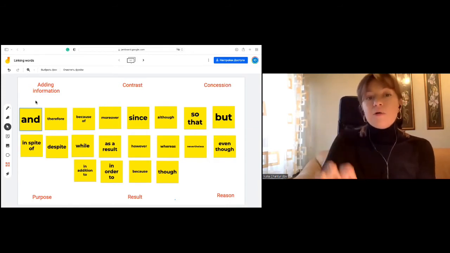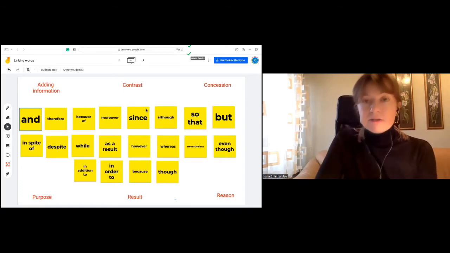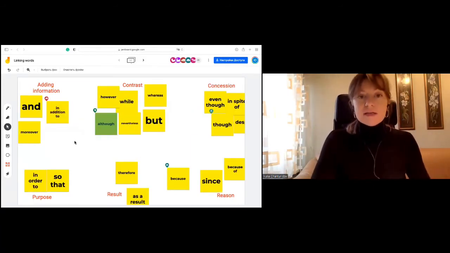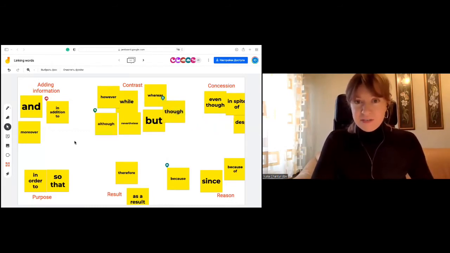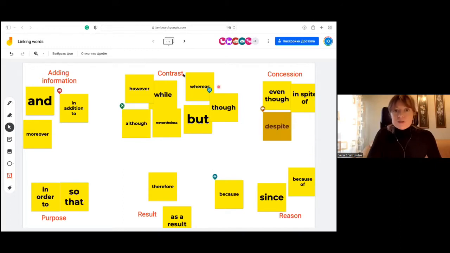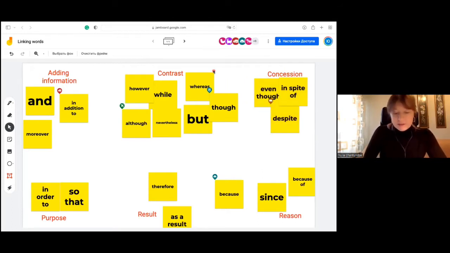So we just need all of you to distribute the linking devices according to their functions. Thank you very much. I can see that all the links have been already placed. So there are some second thoughts. Okay, very well done. Thank you. I believe that judging from the results, I need to comment on contrast and concession. They may look similar, even though the meanings and the functions are a bit different.